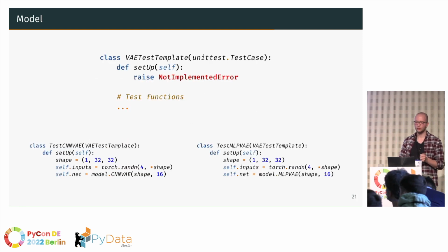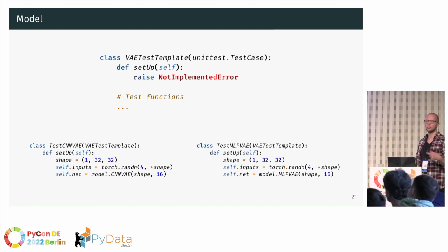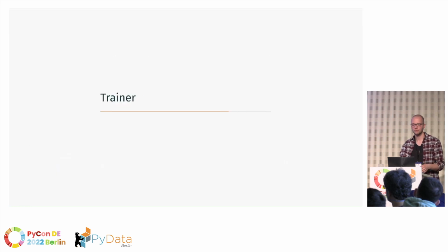And what you then do is just lift the setup method up to a template class, where you define all of your unit tests, and then have child classes for each of your different models that inherit from this template class. And if you are then adding a new model, for example, this CNN variational autoencoder here, you just have to instantiate a new child class, and then you have all the tests that you already have for your previous model, low overhead. The last thing you should do, test your trainer.